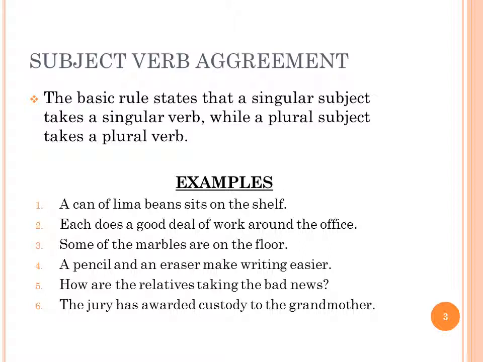Compound subjects joined by "and" are always plural, so you would use a plural verb. For compounds joined by "or" or "nor," the verb would agree with the subject closest to the verb. So if the second one comes after "nor," the verb would agree with whatever comes after "nor."